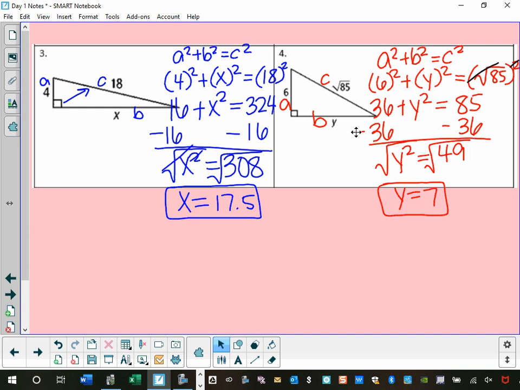I want you guys to do number 5. Figure out what your hypotenuse is, figure out what your legs are, A and B.